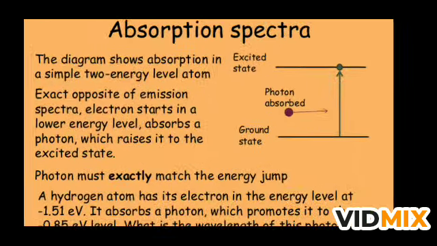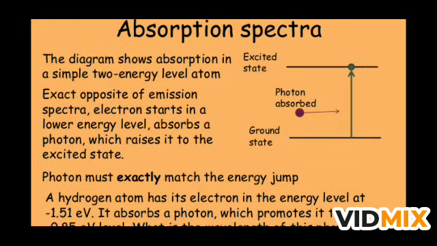Now what is absorption spectra? Here you see the arrow is upward, the photon is absorbed. In the previous slides we saw that the arrow is downward and the photon is released. Here the photon is absorbed, and the electron is jumping from a lower to an upper level.